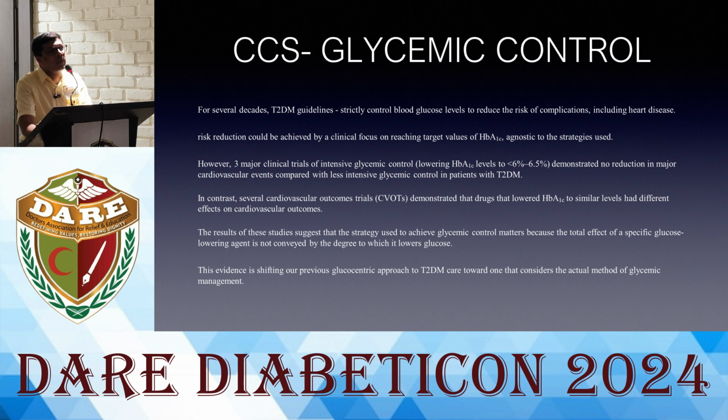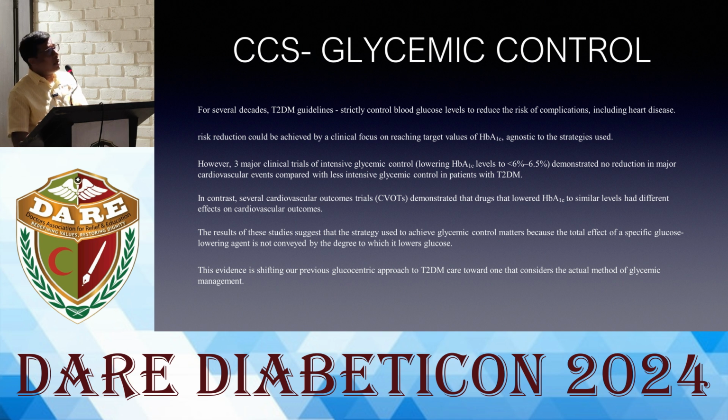If you go for the UKPDS and ACCORD, which are the major studies, they showed that an HbA1c of 6 to 6.5 prevented microvascular complications, but when it comes to macrovascular, predominantly cardiovascular, they didn't show any benefit when HbA1c of 6 to 6.5 was compared with HbA1c around 7.